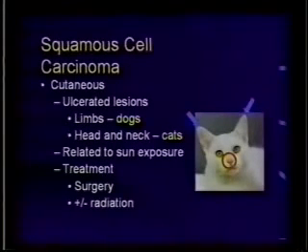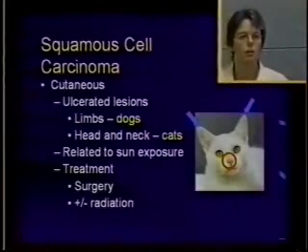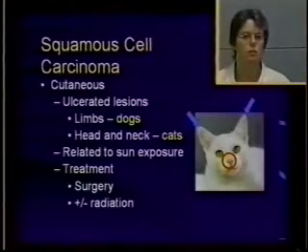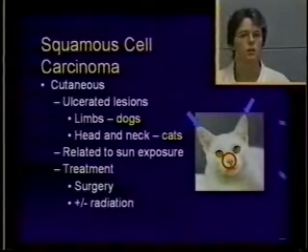Squamous cell carcinoma in the cat tends to show up associated with sunlight, and so we see it most commonly in white cats on lightly pigmented areas, such as on the tips of the ears or on the nose. In dogs, it shows up more commonly on the feet or on the toes, and generally occurs as an ulcerated lesion. As mentioned before, we think that this is related to sun exposure. It's certainly relatively common in sunny states such as Florida and in high-altitude states such as Colorado.